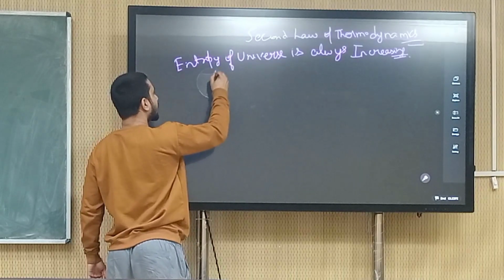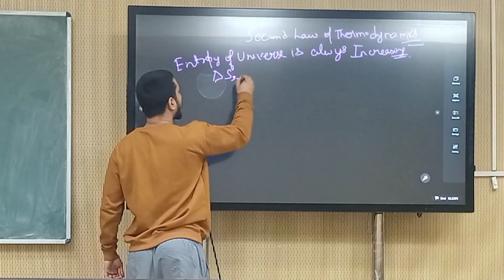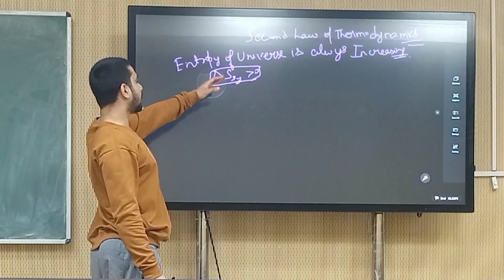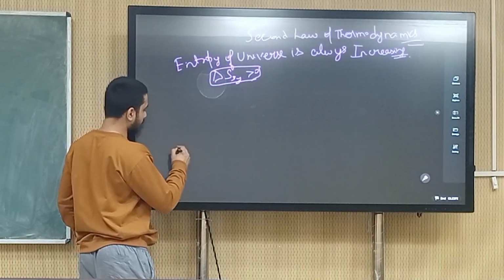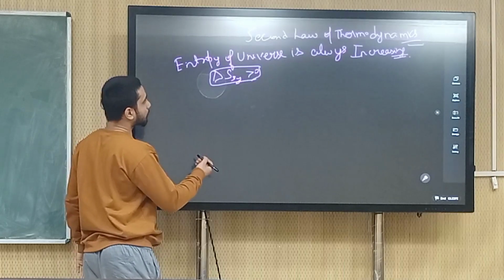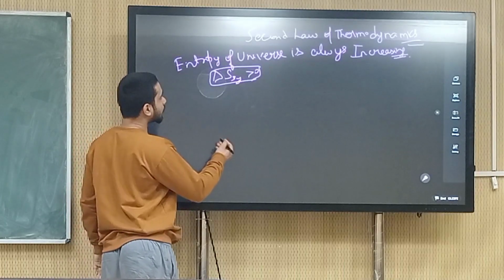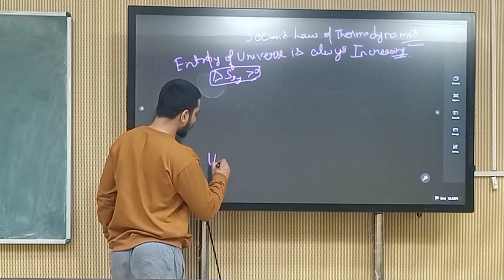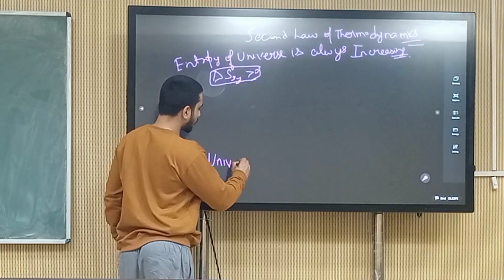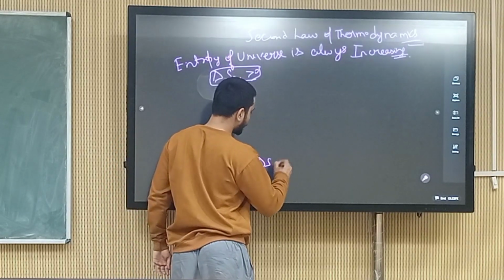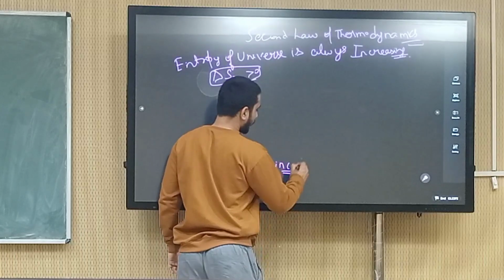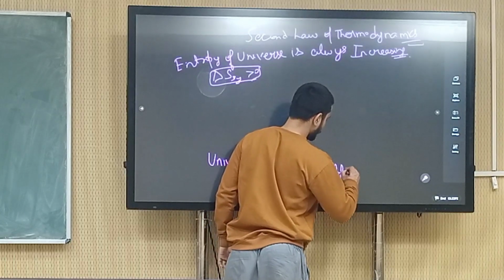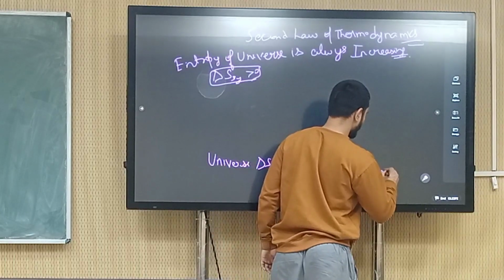Suppose that there is a process which has happened, so the entropy change delta S of the system will always be positive, and only then will the work be done. Suppose that a reaction or some process has happened, it will always tend to increase the entropy of the universe. So the universe entropy will increase for every process that happens.